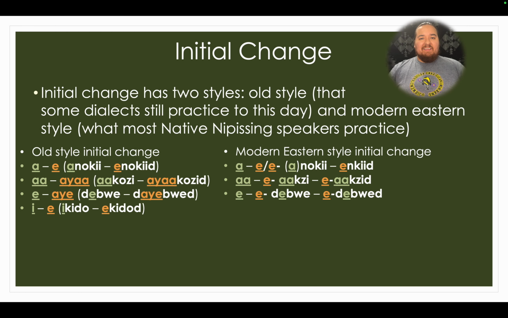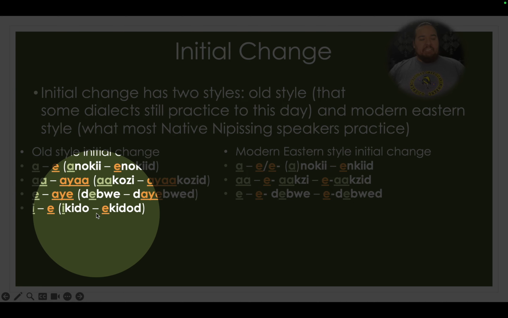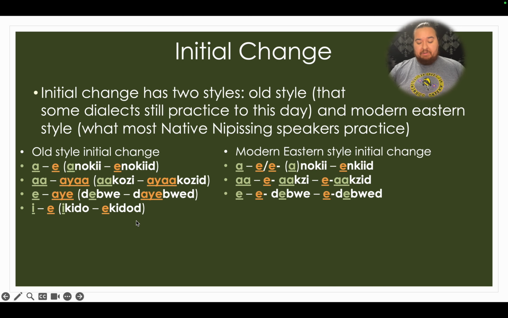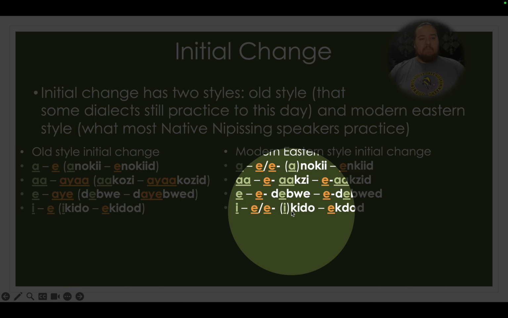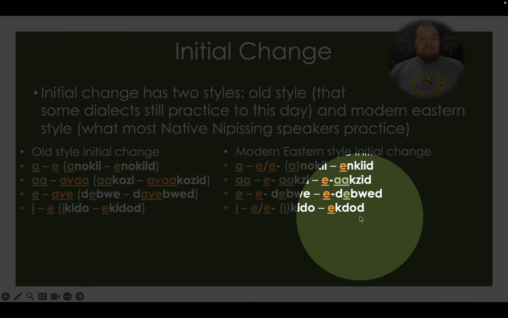In the old style, single I becomes E. So they have ikidu, and then it changes to ekidud for C form. So we're just changing the I to an E sound. In Nipissing, we don't normally have the I sound in A form, but when we do in C form, we bring it back and change it. So it becomes E. So we've got kidu, which has an I sound in front, and then in C form, ekidud, sorry.